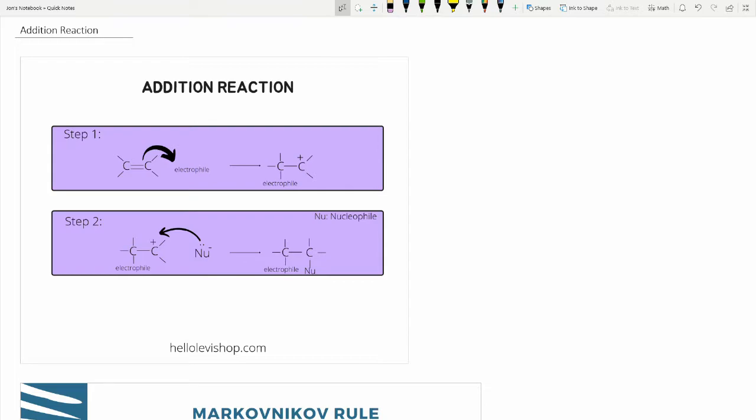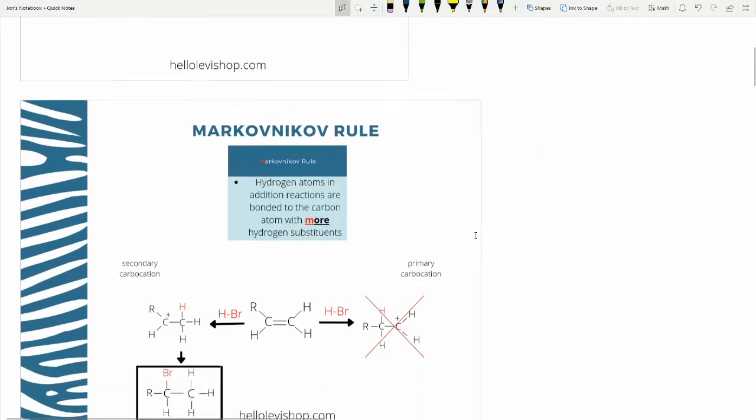So here's what a general addition reaction looks like. Step 1, the double bond attacks the electrophile and forms a carbocation. Step 2, the nucleophile attacks the carbocation. Now, before we move any further, we have to define two things: Markovnikov and Anti-Markovnikov Rule.